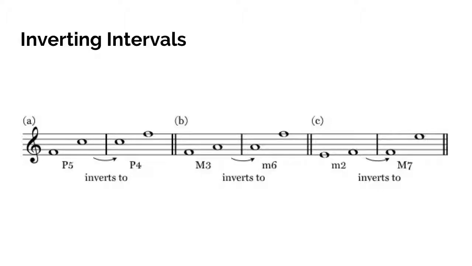So you can invert intervals, and if you see here, we have an F and a C. We still have an F and C, but it just switches, becomes a 4th. So a perfect 5th becomes a perfect 4th. Here we have a major third, sorry. And when we switch them or invert them, it becomes a minor 6th. Look at here, we have a minor second, so a half step converts to a major 7th.